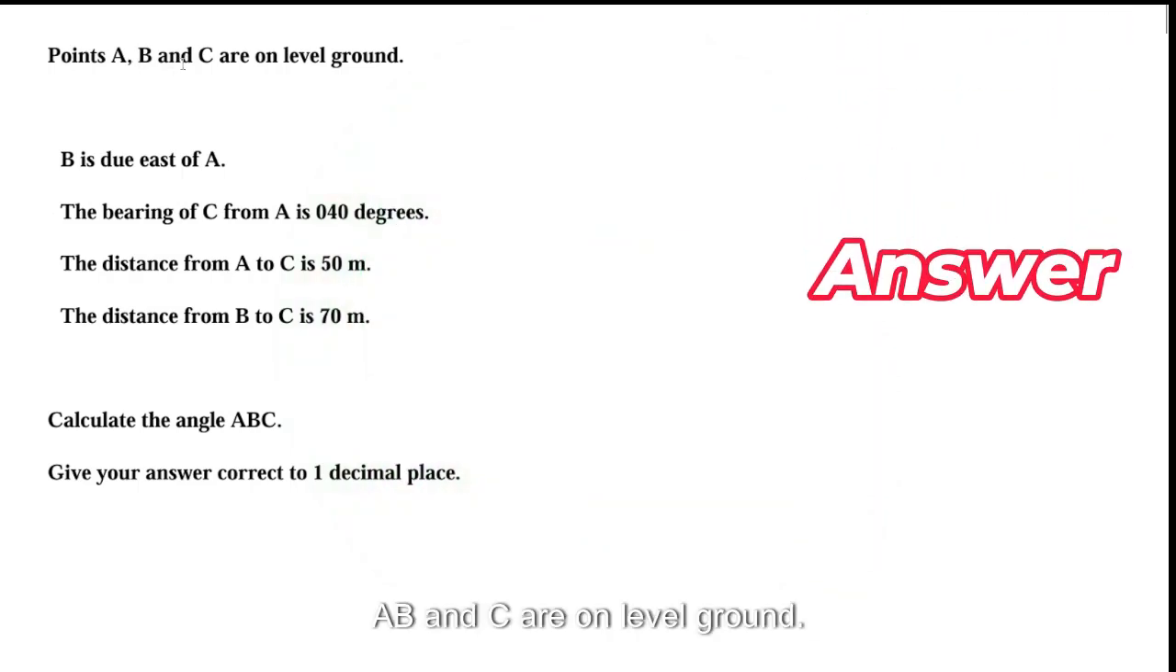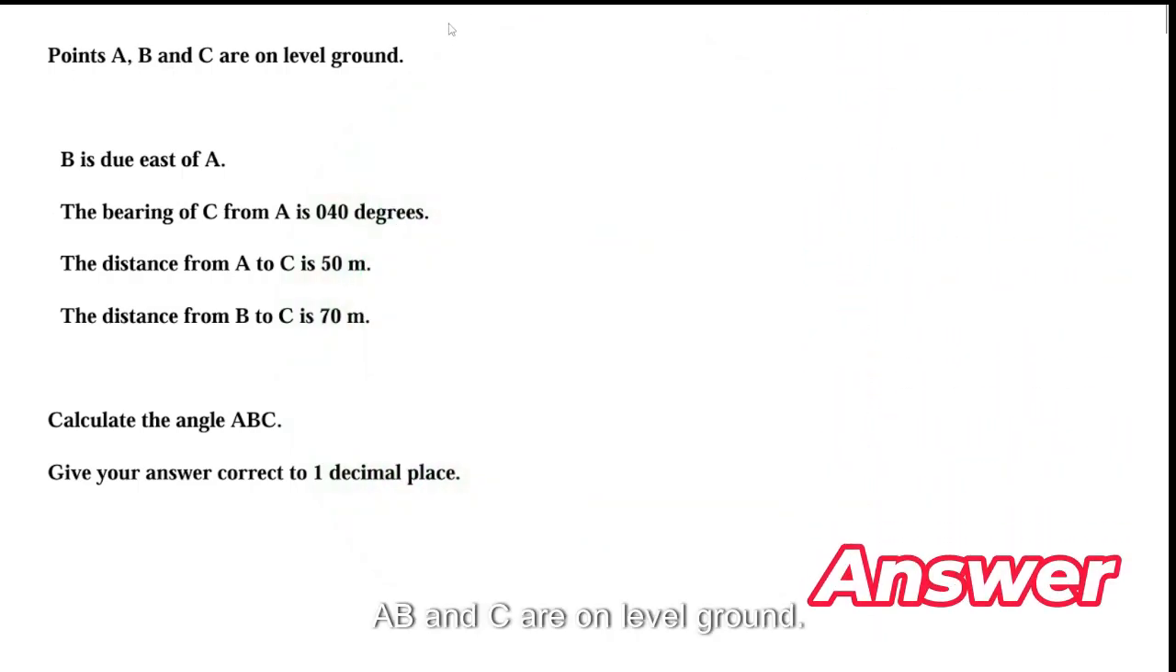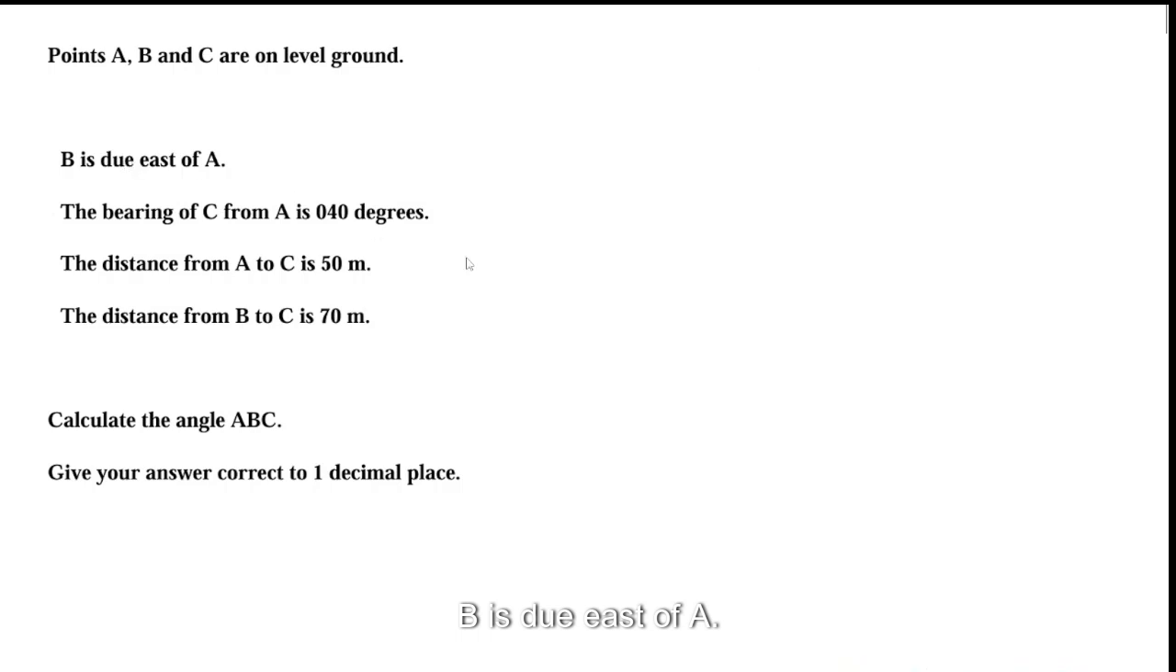Points A, B and C are on level ground. B is due east of A. So let's draw a rough sketch of this situation. Here we have point A and the north is like that. And we know B is due east of A. So B is somewhere here.